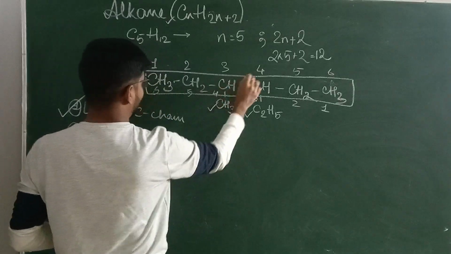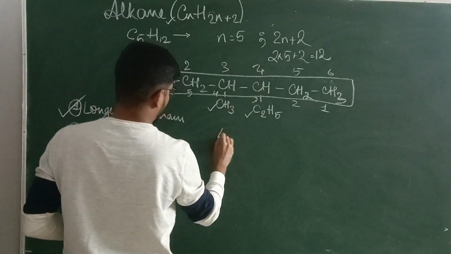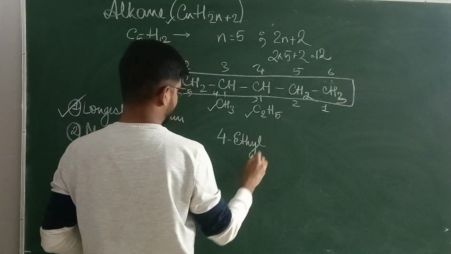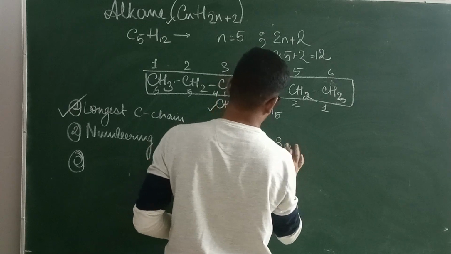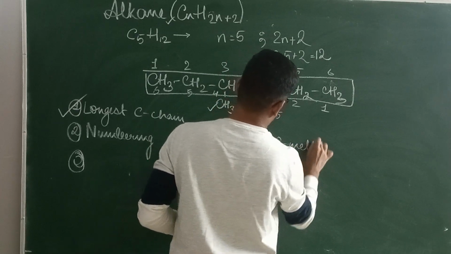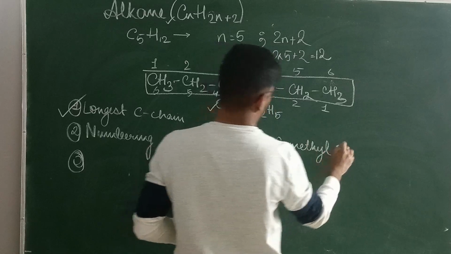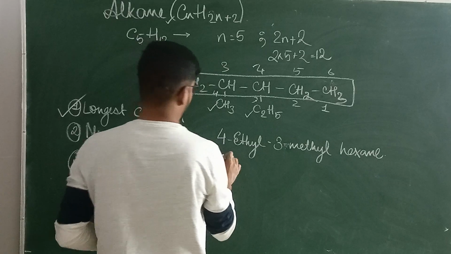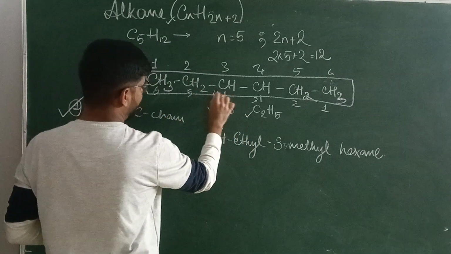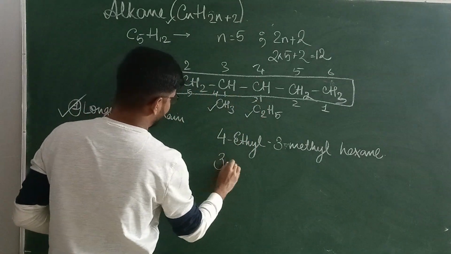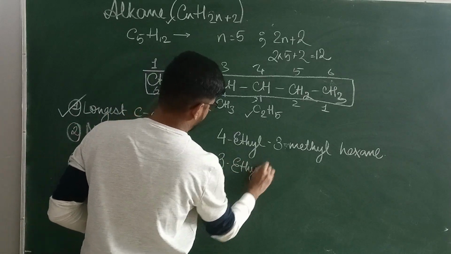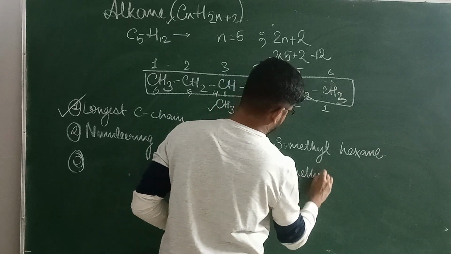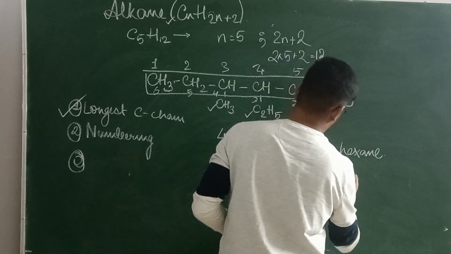So if I take the numbering from this one, that will be 4-ethyl-3-methylhexane. Or another name can be there. If we take it from downward, that is 3-ethyl-4-methylhexane.